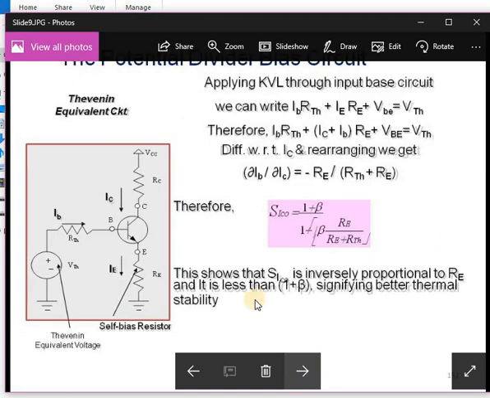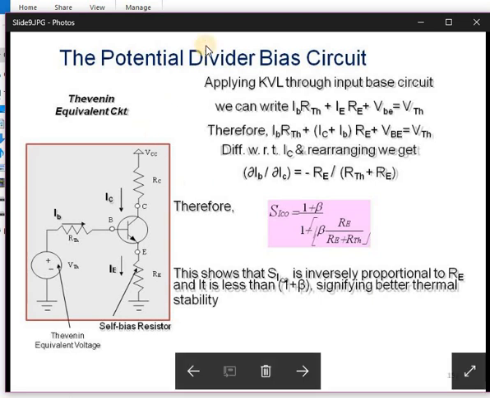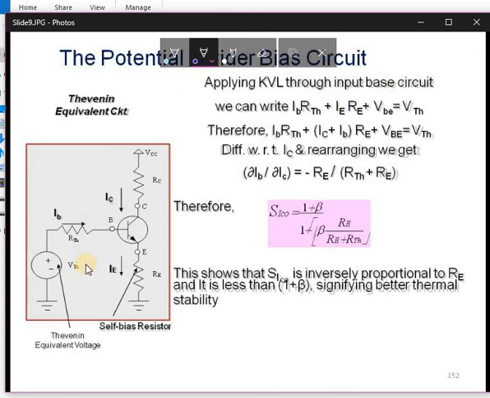Now from this circuit you have to calculate the stability factor. To calculate the stability factor, we apply KVL to the input base circuit. Through the input base circuit, here we are applying the KVL.